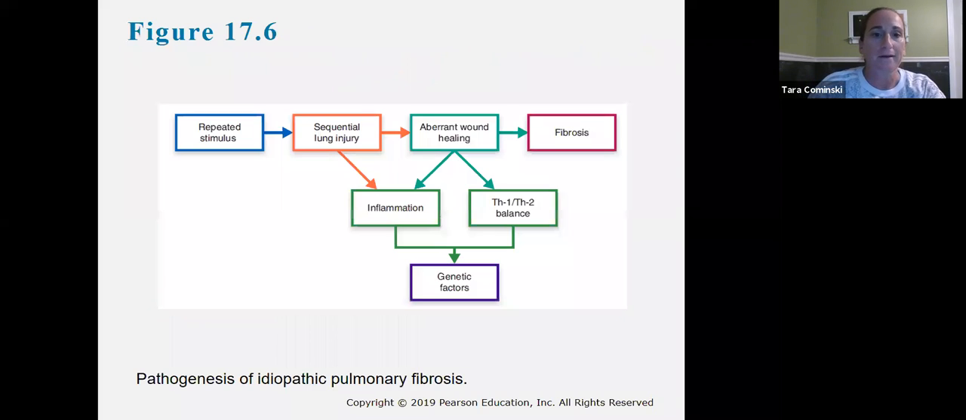So, you know, this figure, just so you know, it's not a figure I probably would use on the exam. So if you want to make a note of that.